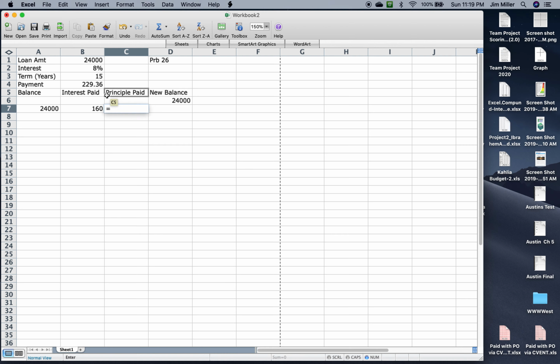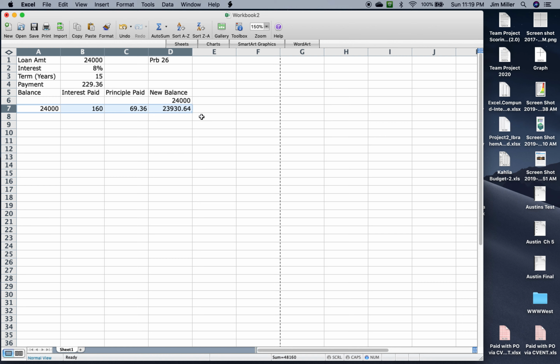So that's what I'm going to put in here. I'm going to write equals this box, always. So I want to make it $B, $4, that box, minus that box. Enter, that's how much we paid on the principal. And so we get a new balance, which is going to equal the old balance minus this, creates a new balance. And then we could just keep going on down.